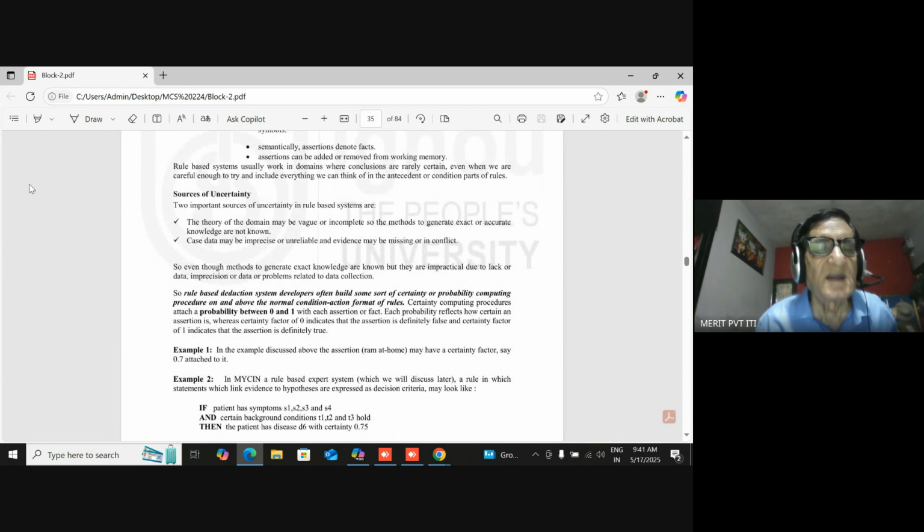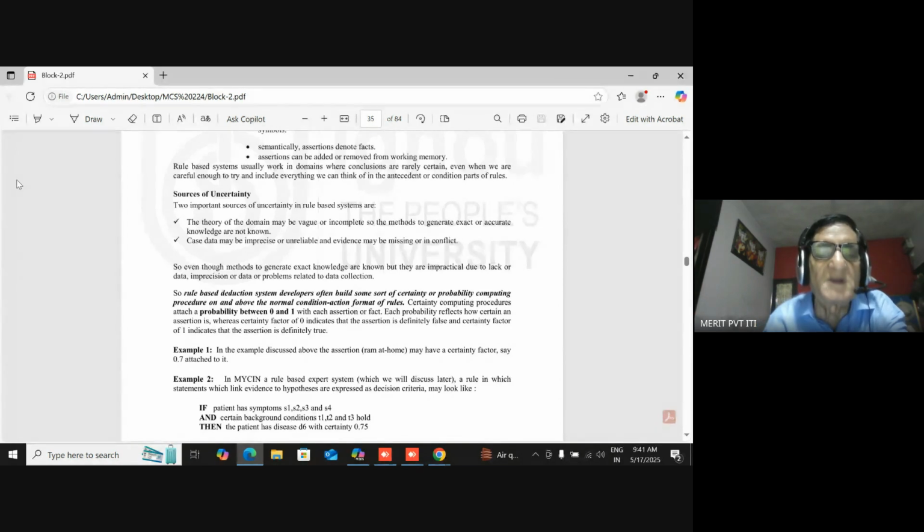Sources of uncertainty: two important sources are there. The theory of the domain may be vague or incomplete, so that methods to generate exact or accurate knowledge are not known. Case data may be imprecise, undefinable, unreliable, and evidence may be missing. Even though methods to generate exact knowledge are known, they are impractical due to lack or imprecision of data or problem-related data collection.